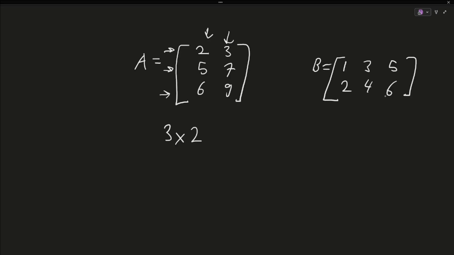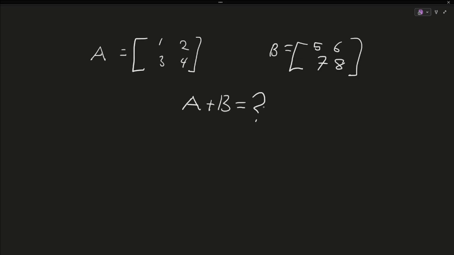For matrix B, we have two rows, 1 and 2 rows. So this will be a 2 times, we have 1, 2, and 3 columns. So this will be a 2 by 3 matrix.